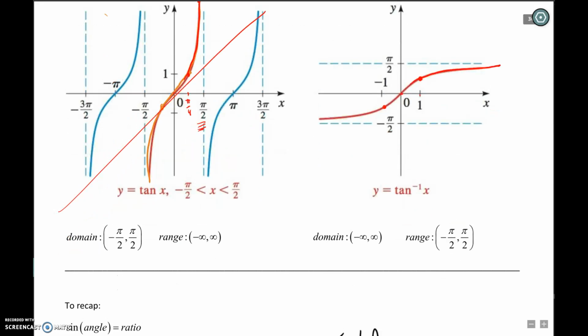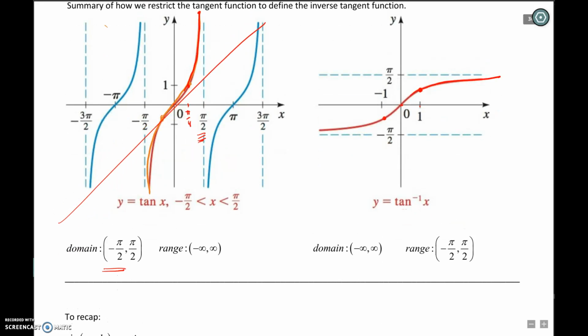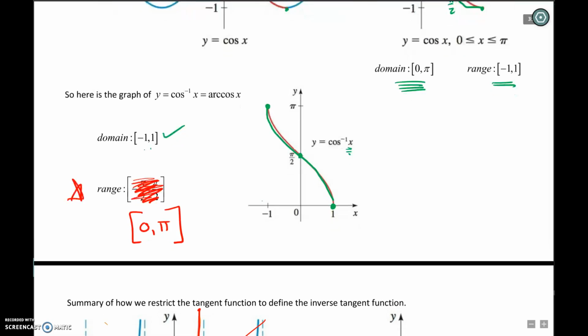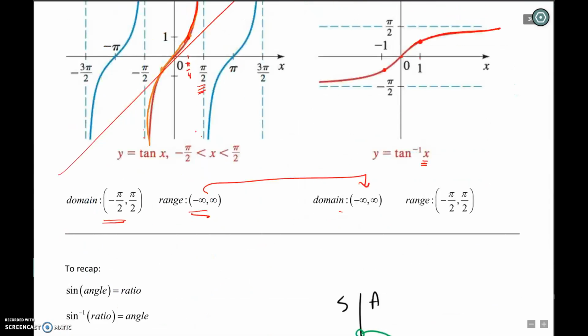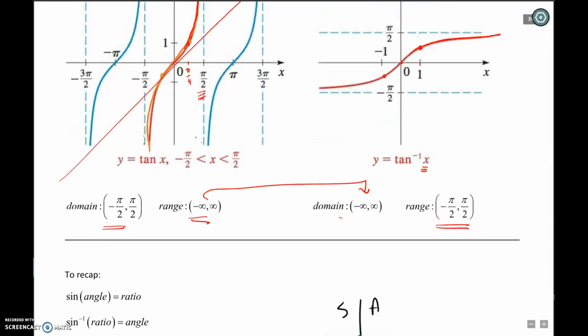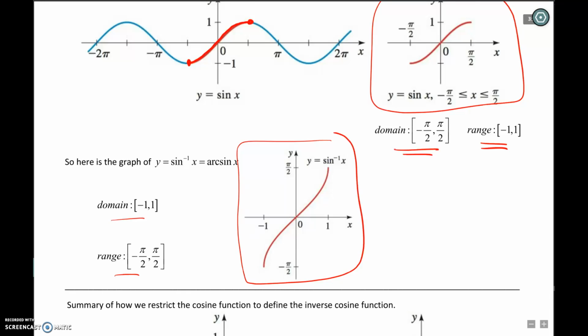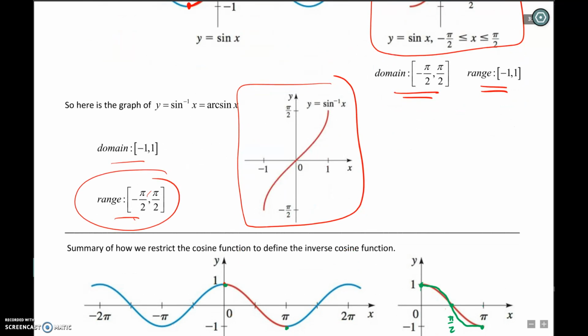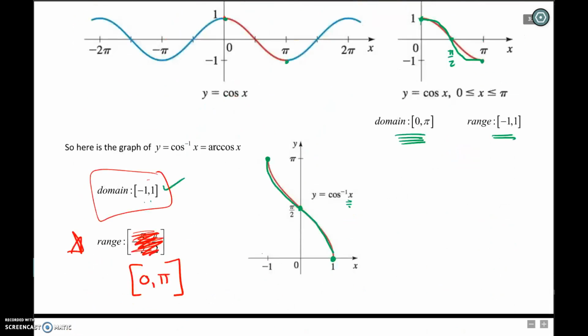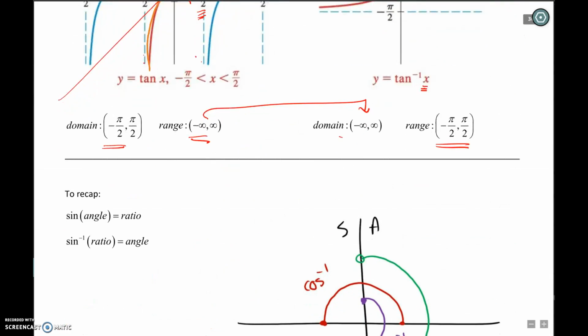And the important piece of information here is the range of this is exclusive, negative pi halves to pi halves, and the domain is all reals. Therefore, the ratio that you take the inverse tangent of can be any ratio you want, whereas for sines and cosines, it can only be ratios from negative 1 to 1. The tangent is kind of like the sine in that the ranges are kind of the same, except here we got inclusive endpoints, and for the tangent we have exclusive endpoints.